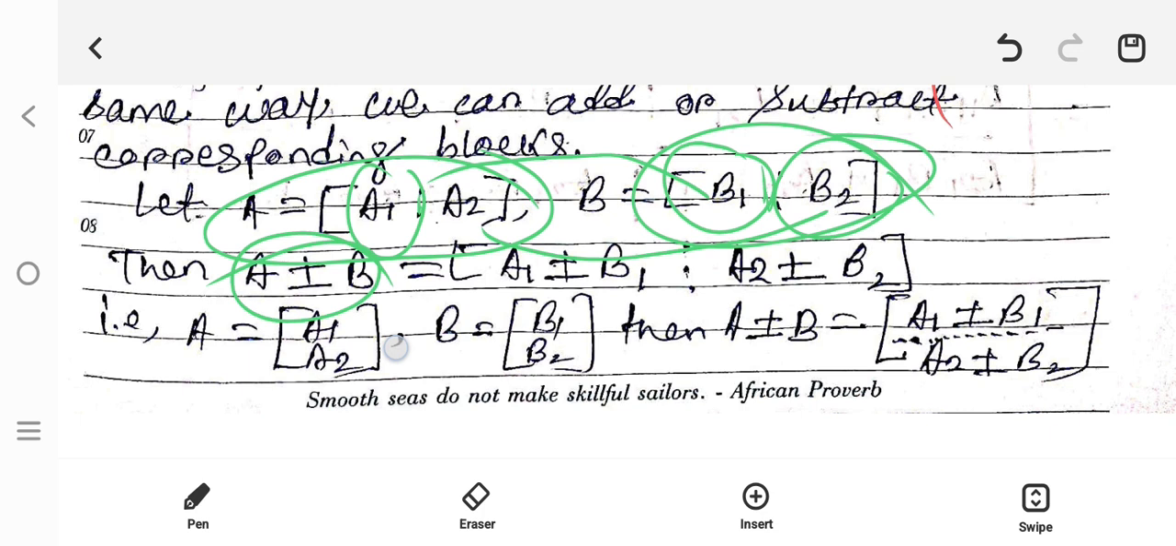right? And for A equal to A1 A2 and B equal to B1 B2, when we partition our matrices along the rows, the addition and subtraction will be a similar process: A1 plus or minus B1 and A2 plus or minus B2.